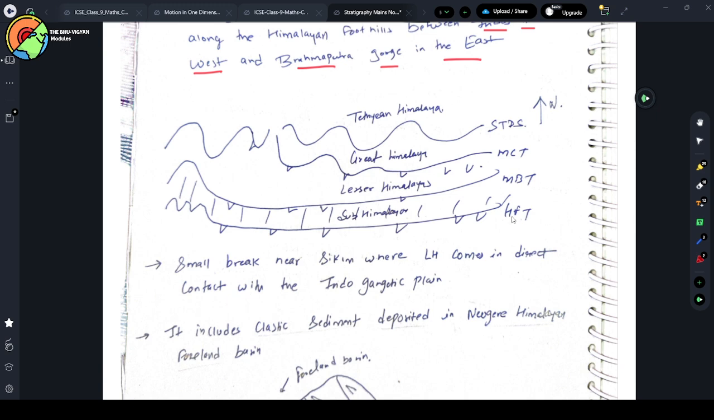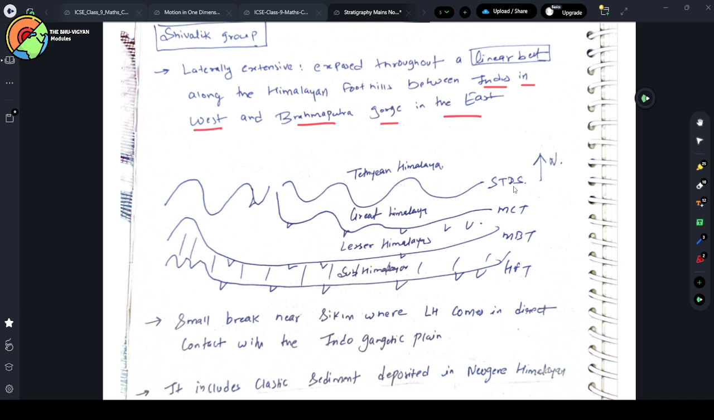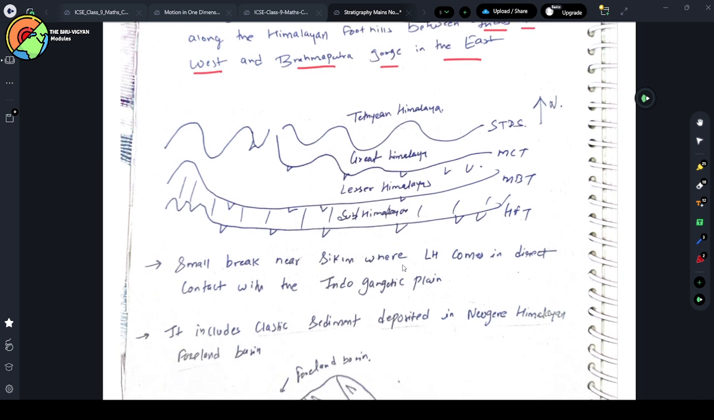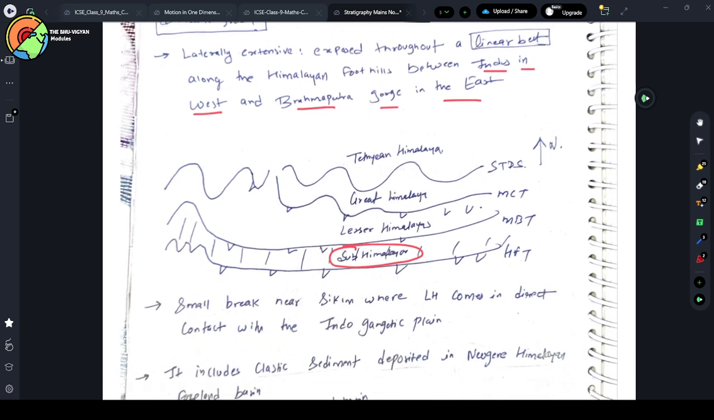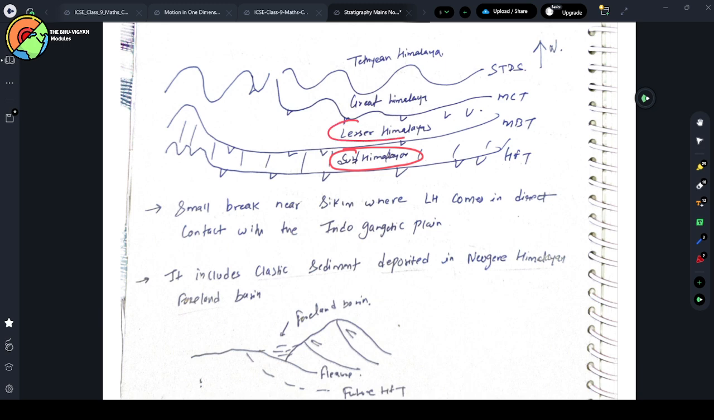So here we have high Himalayan frontal thrust. This is main boundary thrust. This is main central thrust, and this is South Tibetan detachment zone. Okay. So this is the location of our Shivalik group, and this is the location of our Karewa.